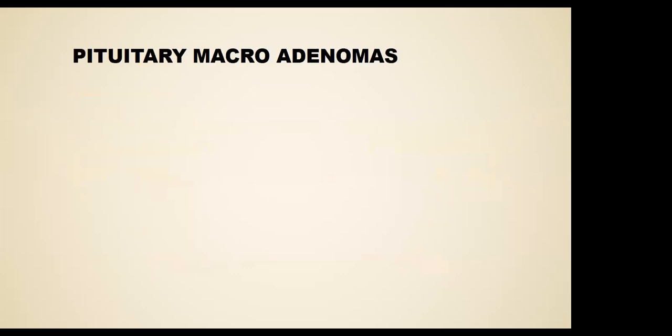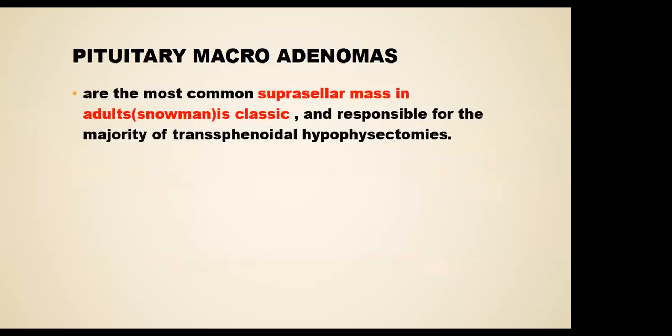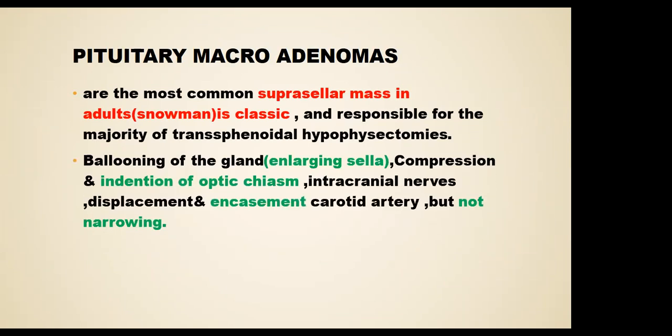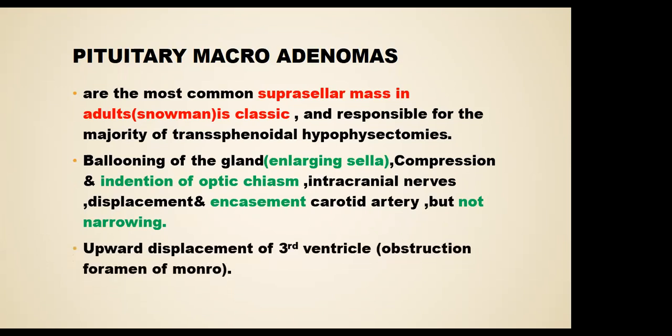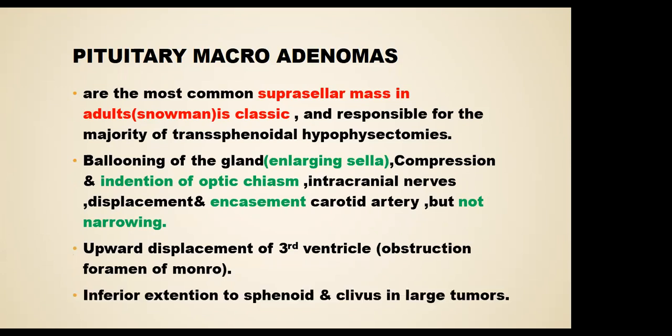The macroadenomas are the most common suprasellar mass, and the classical appearance of it is the snowman. It is responsible for the majority of the transsphenoidal hypophysectomies. It will cause ballooning of the gland and enlarging of the sella, compression and indentation on the optic chiasm, intracranial displacement and encasement of the carotid artery, but not narrowing it. Upward displacement of the third ventricle, obstruction of the foramen of Monro, and inferior extension to the sphenoid and the clivus in case of large tumors.